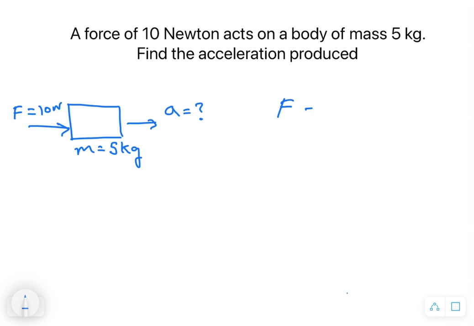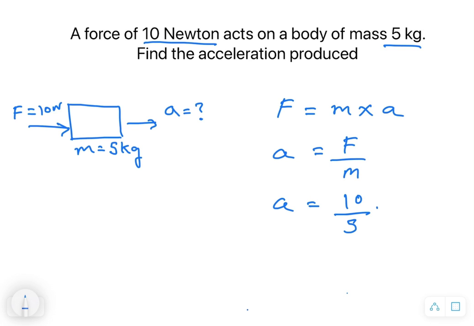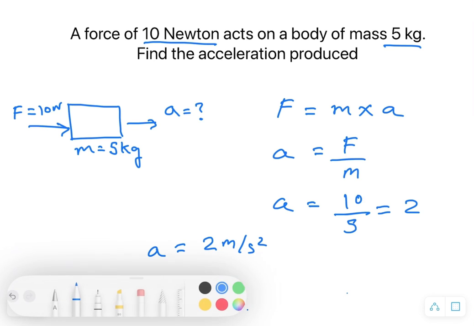Now, force is the product of mass and acceleration. If we rearrange the terms in this formula, we can write it as A equal to F divided by M. The value of force is already there in the statement of the problem. It is 10 newtons. And mass is also there. It is 5 kgs. Let us substitute these values. So A will be equal to 10 divided by 5. So acceleration produced will be 2 meters per second square.